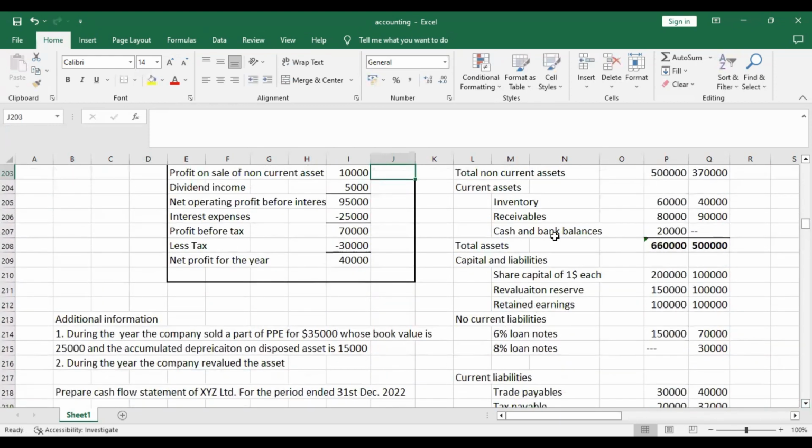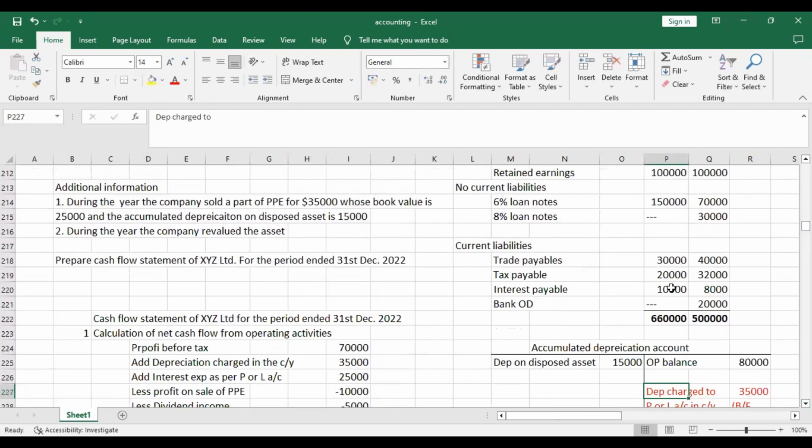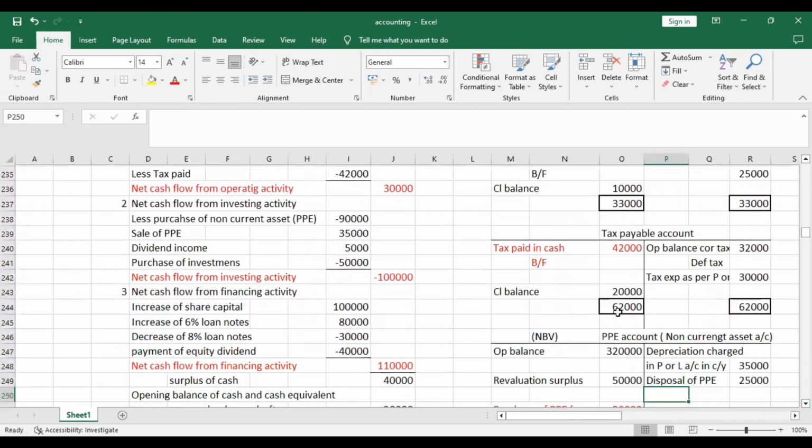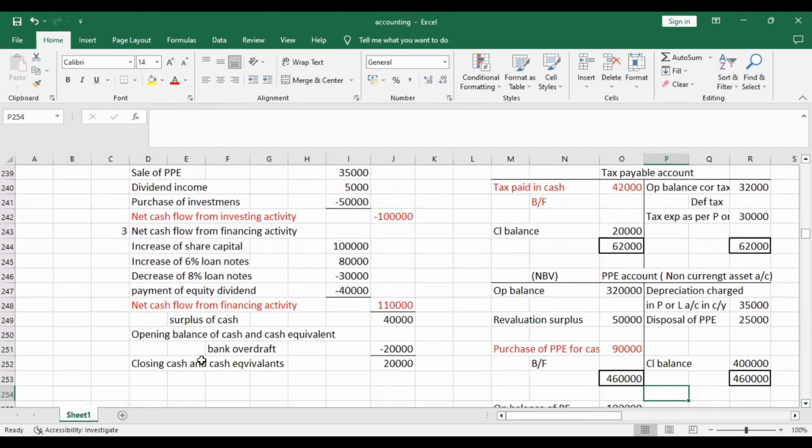So how much is the cash balance? 20,000 is there in the current year. But when it comes to overdraft, there is no overdraft. So how much cash balance do you have? 20,000. No bank overdraft, no other. So this equals this 20,000. This 20,000 cash agrees with the balance mentioned in the balance sheet. So now you can cross-check whether your answer is correct or not.